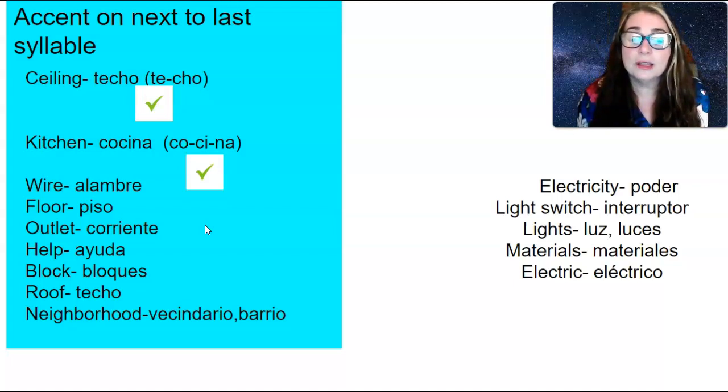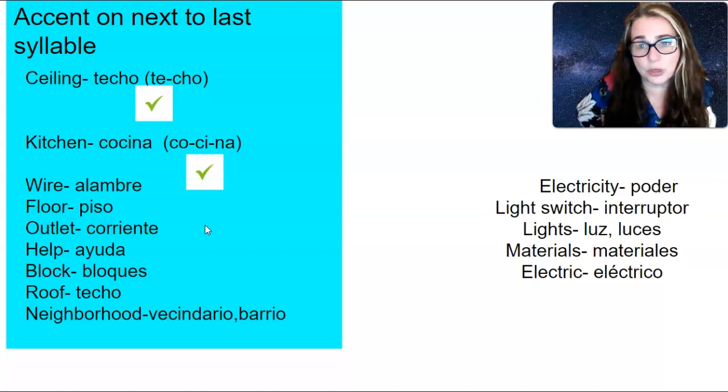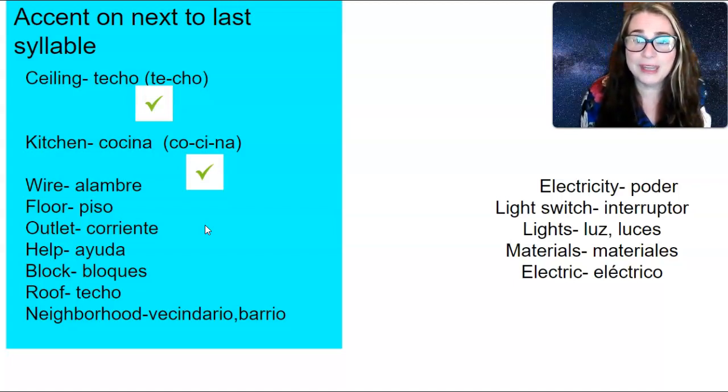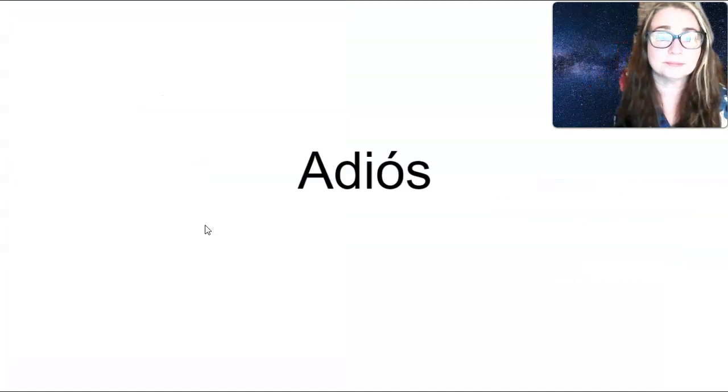So we've got light switch, interruptor, interruptor because it's interrupting the circuit. Light by itself, one light is luz, luz. But if you've got two lights, that's luces, luces. Materials, materiales, materiales. Electric, eléctrico.